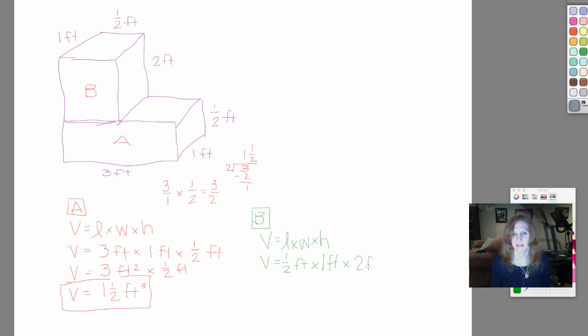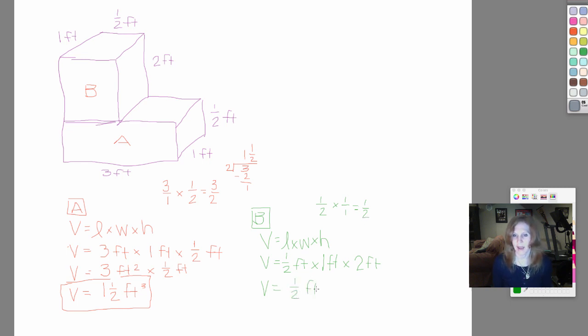It kind of made it easier by giving us the measurements. We didn't have to be a detective and figure any out. But I do have to multiply 1/2 times 1. I know what 1/2 of 1 is, but I just want you to see the computation of it. I'm going to write 1 as a fraction. 1 times 1 is 1. 2 times 1 is 2. So 1/2 of 1 is actually 1/2.